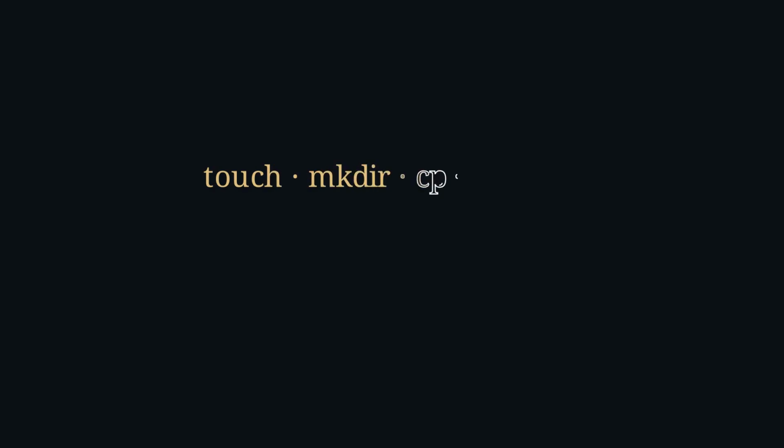That covers the core file operations in Linux. You now know touch to create, mkdir for folders, cp to copy, mv to move, rm to remove, and cat, head, and tail to read. In the next episode, we'll look at file permissions: who can read, write, and execute your files.